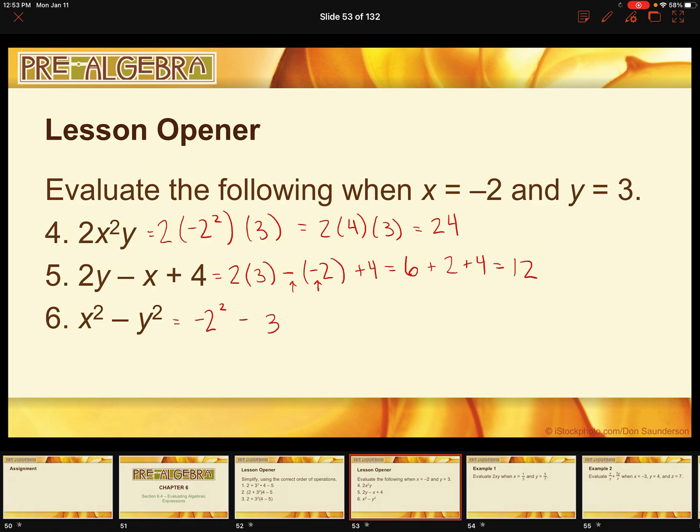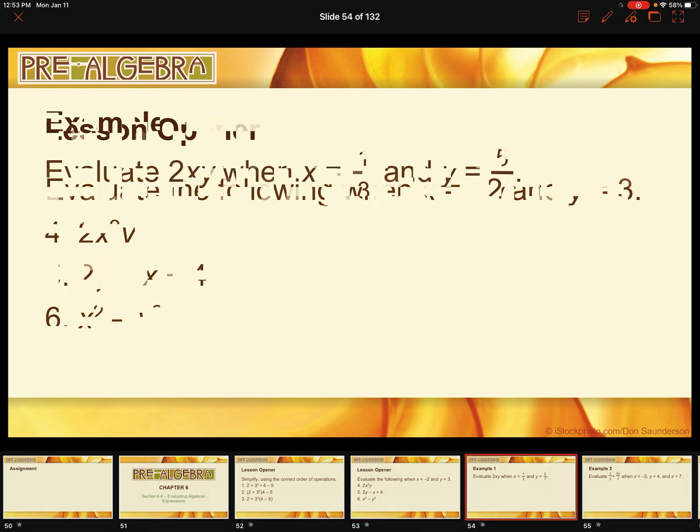Plugging in my values, I get negative 2 squared minus 3 squared. Negative 2 times negative 2 is positive 4. 3 times 3 is 9. 4 minus 9, I will have to add the opposite. 4 plus negative 9 is negative 5.